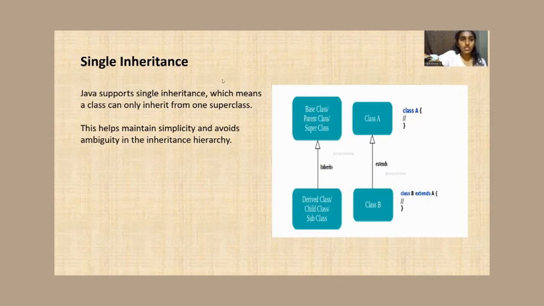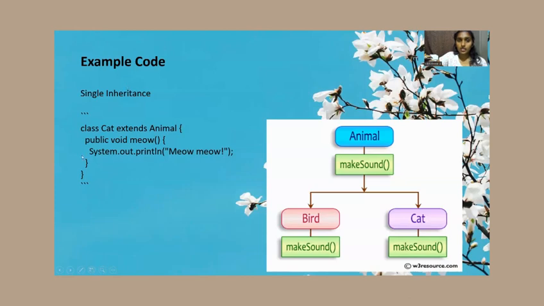Java supports single inheritance, which means a class can only inherit from one superclass. This helps maintain simplicity and avoid ambiguity in the inheritance hierarchy. And this is the pictorial representation of single inheritance. And this is a simple, smallest coding example for single inheritance.